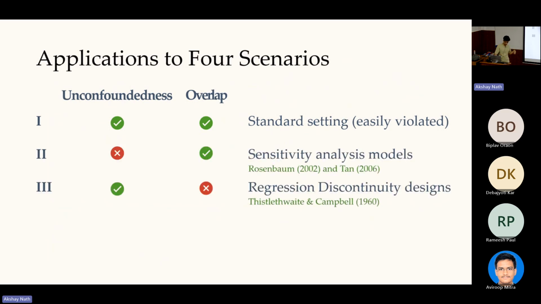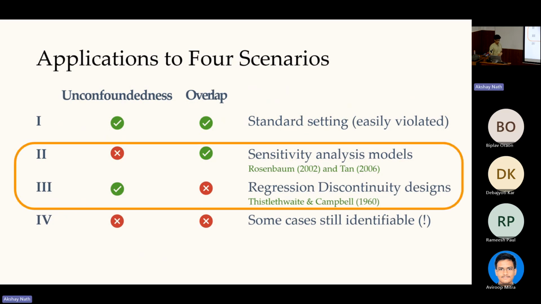But beyond this, we look at three other settings where one or both of unconfoundedness and overlap are violated. I'll go over scenarios 2 and 3 in a bit more detail next. In both of these scenarios, exactly one of unconfoundedness and overlap is violated. We don't know how to estimate in general, but they're not so bad. Not everything is violated here. And each of these turns out to be interesting for different reasons.